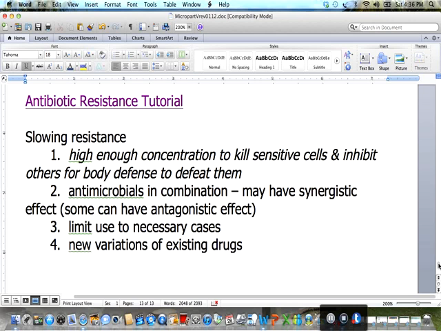Pharmaceutical companies also continue to explore new drugs and new variation of existing drugs. One of the more challenging things in dealing with antibiotic resistance is to educate the patient on the need to follow the instructions.